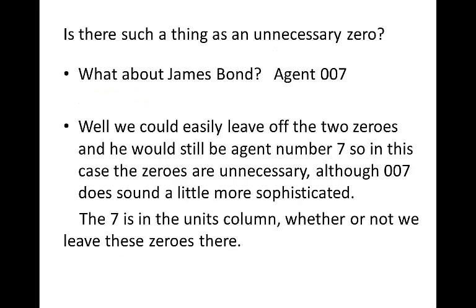You've just seen me add some zeros to some numbers, and I guess my question is, is there such a thing as an unnecessary 0, or a 0 that we can leave out? So I'm going to pose this question to you. What about James Bond? We know that he's Agent 007. We could quite easily leave off these 2 zeros and he would still be Agent number 7. So in this case the zeros are what I would call unnecessary, although 007 does sound a little bit more sophisticated. The 7 is in the units column, whether or not we leave these zeros there.